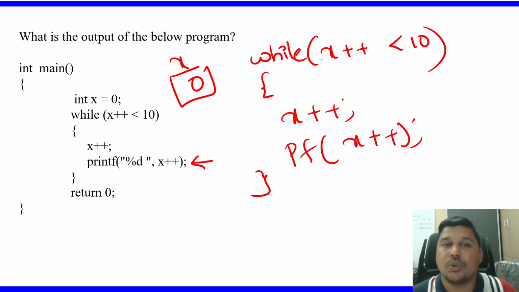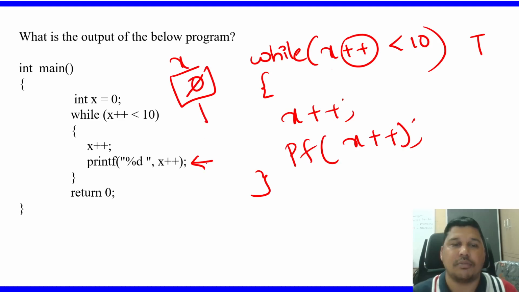The x value. So I will go to the condition. This ++ I will do later. What is the x value? 0. 0 less than 10, true. But there is one ++ which is pending. I have to complete that. Because of this, x becomes 1. Now enter. Again there is x++. Because of this, x becomes 2.